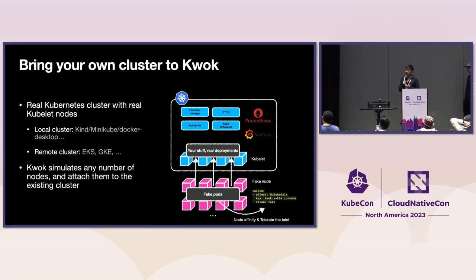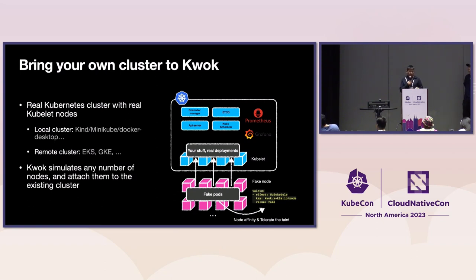Another way to carry out your test is to bring your own cluster to KWOK, which is sometimes more useful for us because we want to really test some real control plane. Then we need a real Kubernetes cluster with some real Kubernetes nodes. One of the limitations in the previous mode with a binary is that you don't have even a single real Kubernetes node. But in this case, you can actually have a bunch of them. For the cluster, you can do that locally if you want. You can use Kind, Minikube, or even Docker Desktop, if one single Kubernetes node is working for you. And also you can use a remote cluster. You can basically connect to any of the clusters provided by cloud vendors or even on-prem.